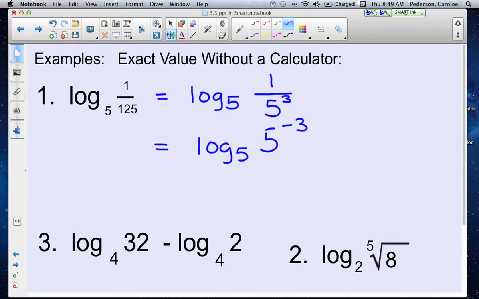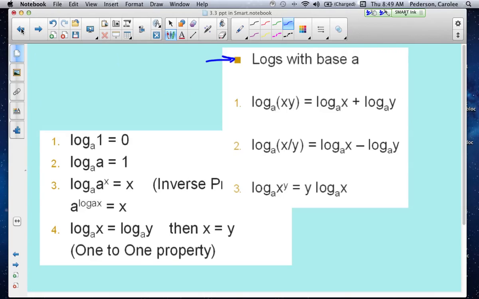Now let's go back to this slide. Which property will now help us on this slide? The 1, 2, 3, 4 on the right, or the 1, 2, 3 on the left? 1, 2, 3 on the left, the third one. Good job.